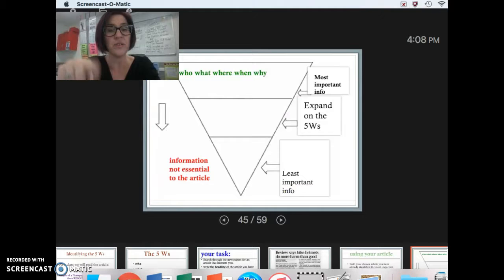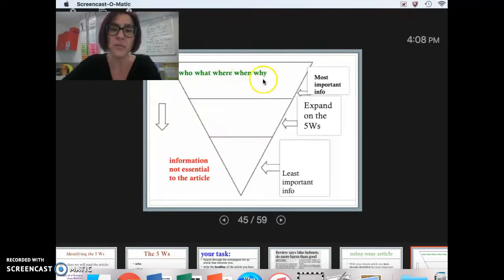So what you see on the screen here is what's called an inverted pyramid. It's kind of like a pizza slice. It just shows you that the most important information should be at the very top of the article, and then it trickles down into the least important information. Once you get down to the last couple of paragraphs, it's not essential to the article at all.